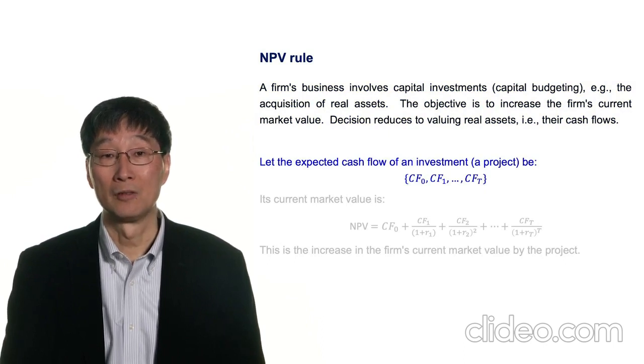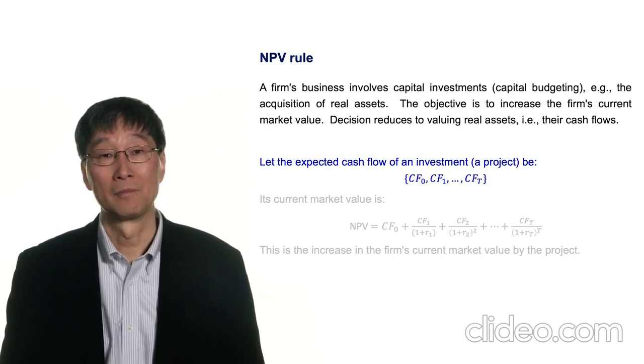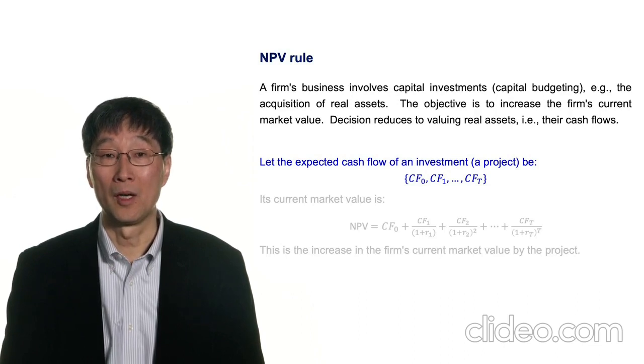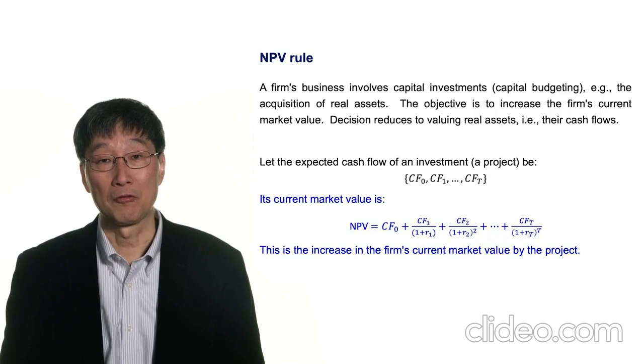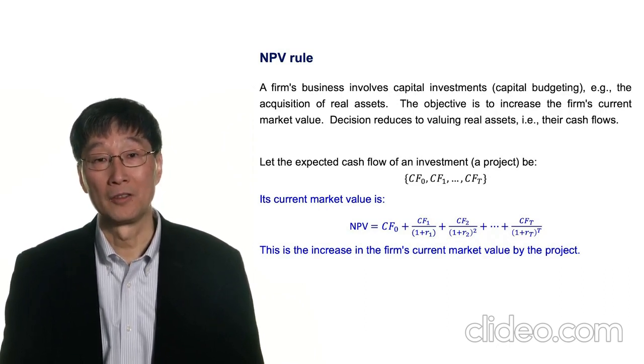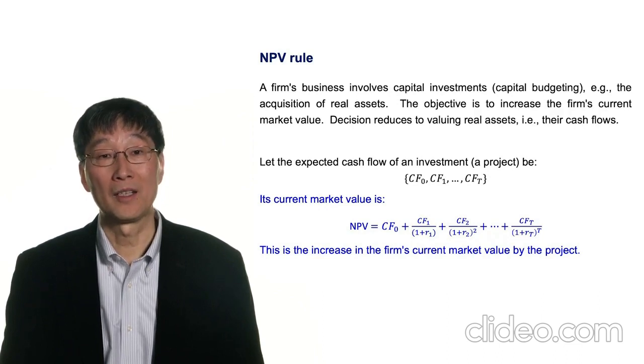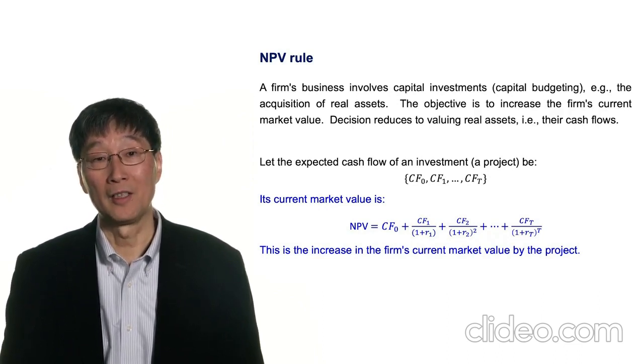Let CF0 be the initial cash flow, and CF1 to CFT be its expected future cash flows. Let the discount rate be R1 to RT for the corresponding cash flows. The NPV of the project is then given by the following discounted cash flow formula. It is simply the sum of the present values of all the pieces in the cash flow. This gives the increase in the firm's current market value if the project is taken.